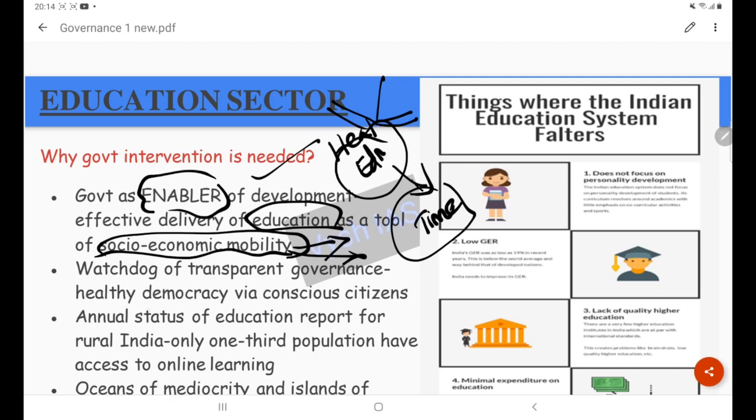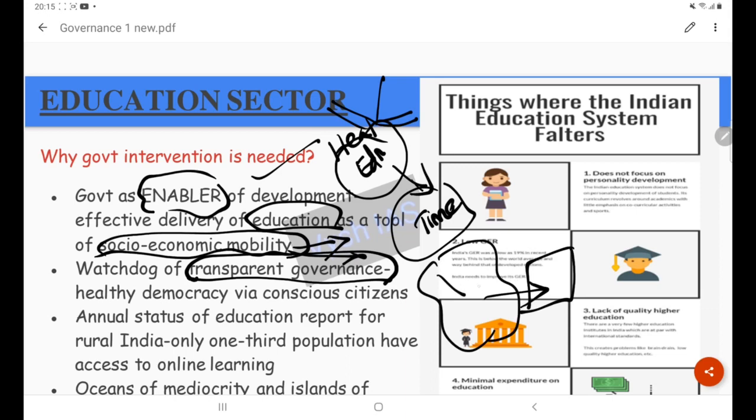Then another important factor with respect to education is that if there are conscious citizens, then there will be transparent governance. See, as I've said earlier, if there is no surveillance, there will be no pressure to work in an efficient manner. A country or a community with conscious citizens will function in a better way. This is like the concept of the shadow cabinet of the UK. This is like offering checks and balances on the system. So it ensures a healthy democracy.